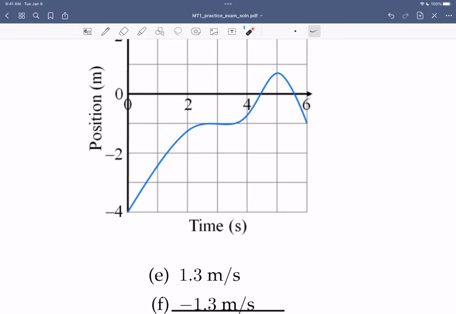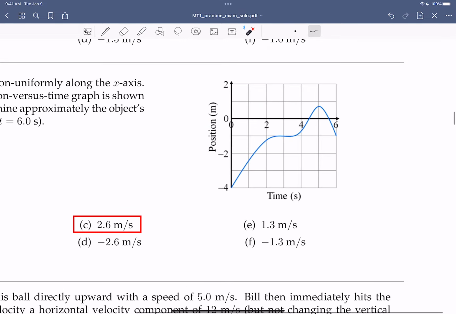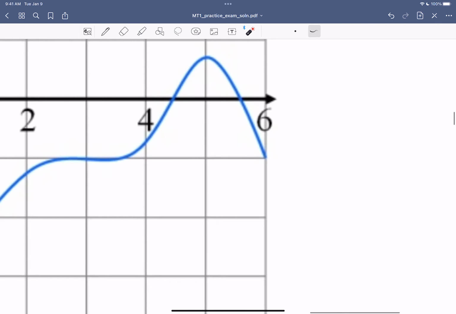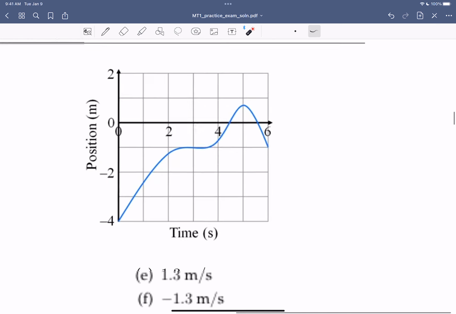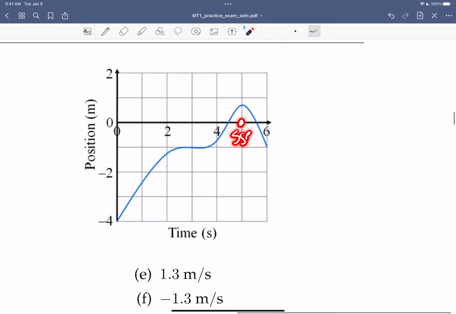But since they're wanting speed, and speed is the magnitude of velocity, it's without direction, we just take that negative sign out, and then you end up with 3 meters per second. Now, the issue with this is that if you try to estimate this, let's say you're looking at 5 seconds here, and this is about maybe 0.8, because this is 1 right here. Let's say this is 0.8.